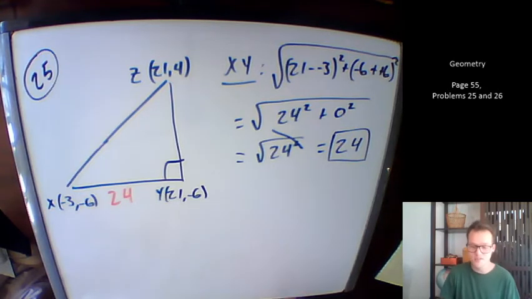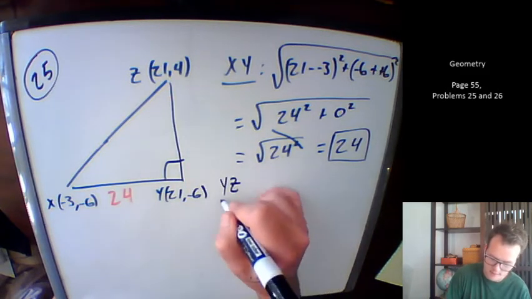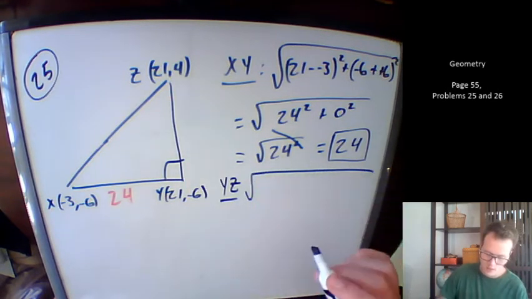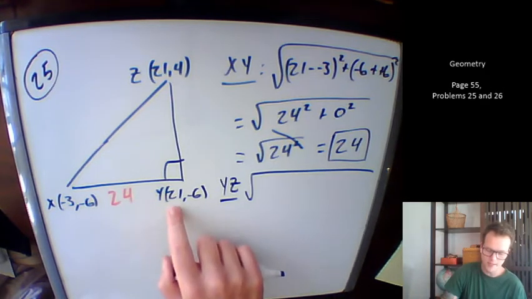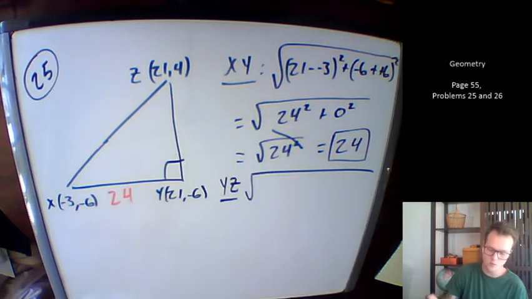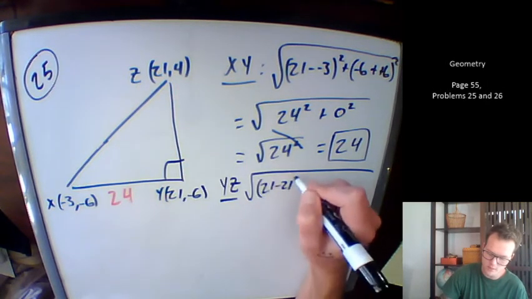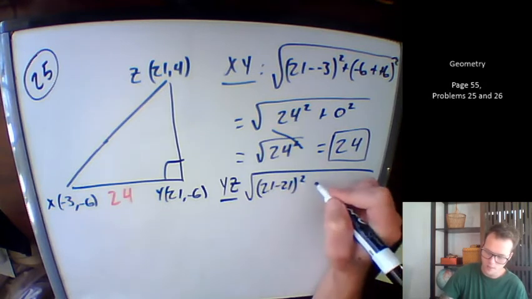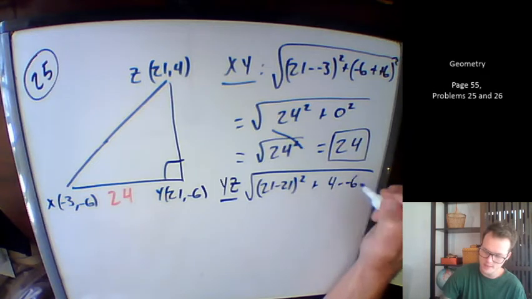Okay, 2 more times. YZ is next. Same thing. This time, I'm going to keep going in alphabetical order here. So my Y is going to be my x1, y1, and my Z is going to be my x2, y2. So here we're going to go 21 minus 21. We see where that's going. That's kind of cool. Plus, now it's going to be 4 minus -6.